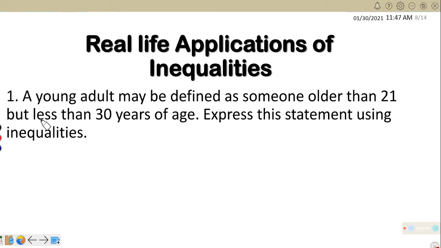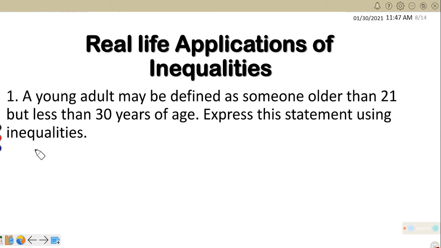A young adult may be described as someone older than 21 but less than 30 years of age. If you are solving a word problem, the first thing is to translate the sentences into algebraic expressions, and then you put your inequality signs and write your statement. In this case, we don't have anything to solve. We only have to change this statement into an algebraic statement.